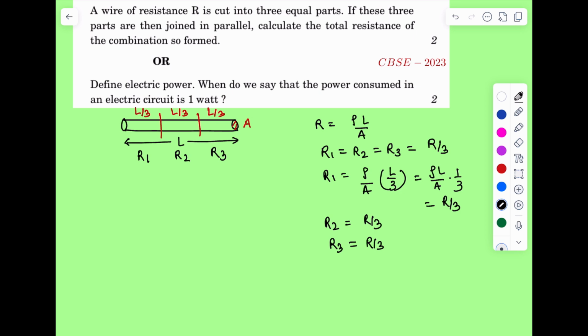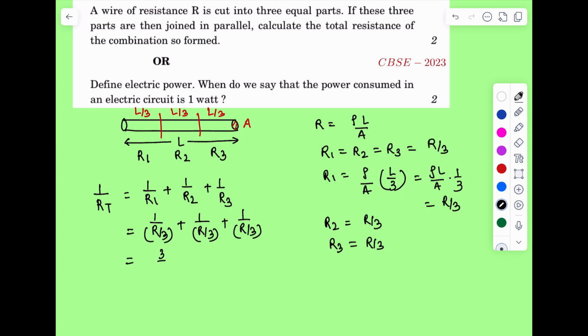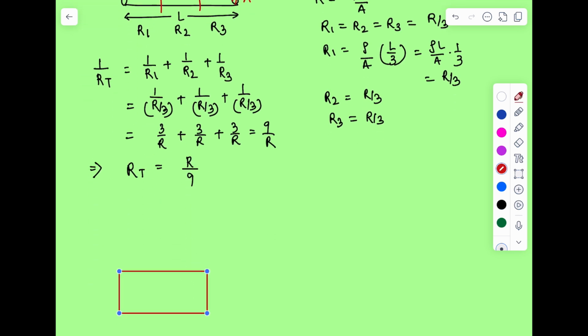Now we connect them in parallel. When we connect them in parallel, the total resistance is RT, and 1 by RT will be equal to 1 by R1 plus 1 by R2 plus 1 by R3, or that is equal to 1 by R by 3 plus 1 by R by 3 plus 1 by R by 3, or that will be equal to 9 by R. This implies the total resistance or the effective resistance will be equal to R by 9 when we connect all these three resistances in parallel.